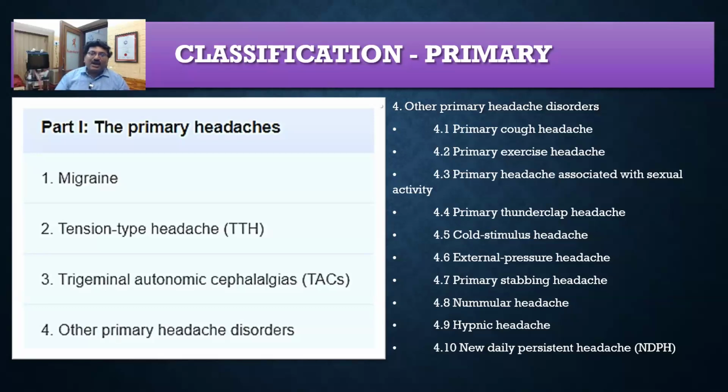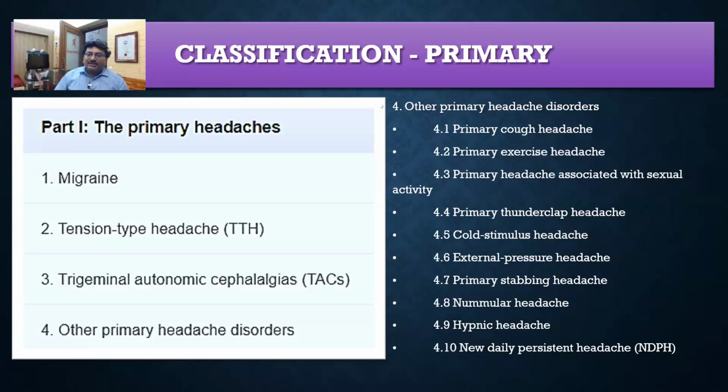And then we have the other primary headache disorders. For example, there could be a primary cough headache, primary exercise headache, primary headache associated with sexual activity, primary thunderclap headache, I am coming to it later. Then cold stimulus headache, external pressure headache, primary stabbing headache, nummular headache, hypnic headache, new daily persistent headache.